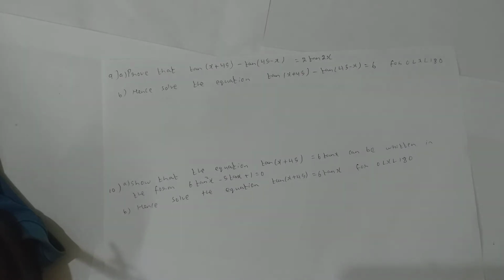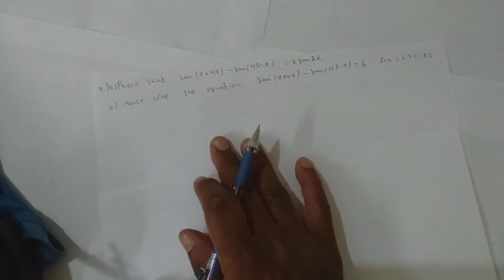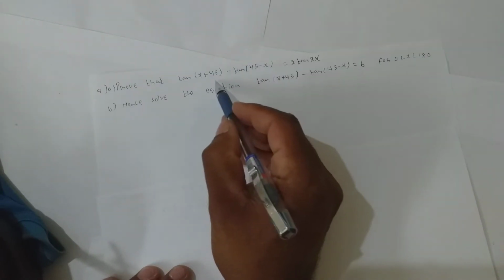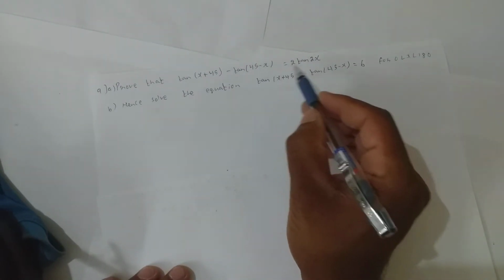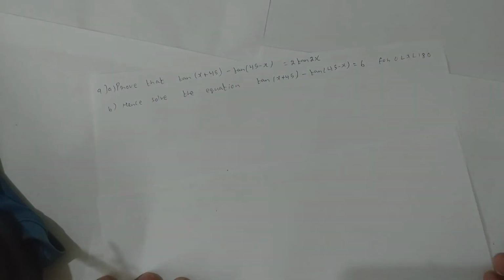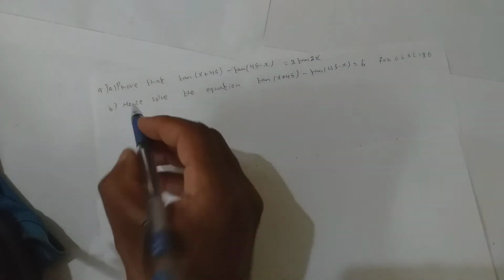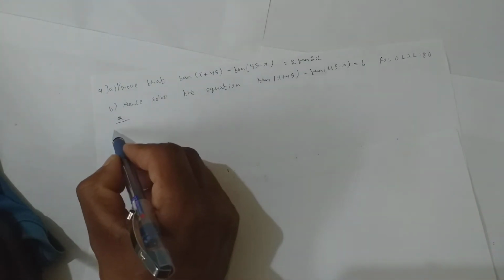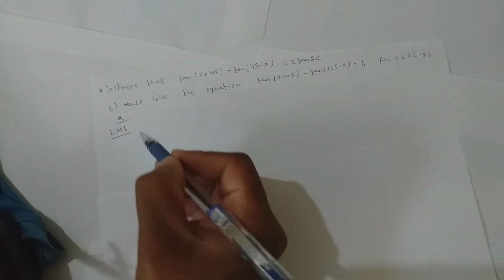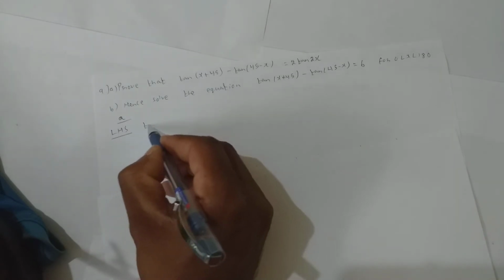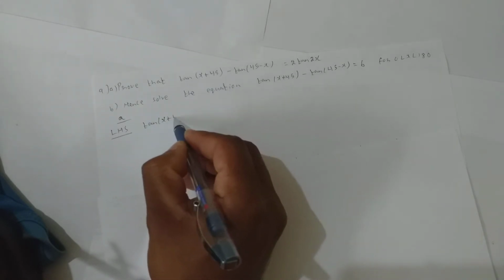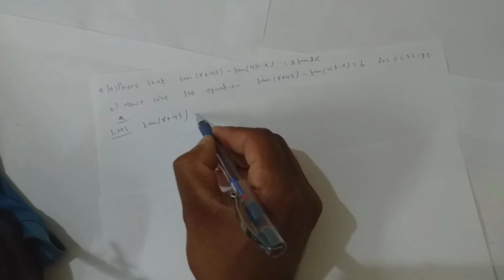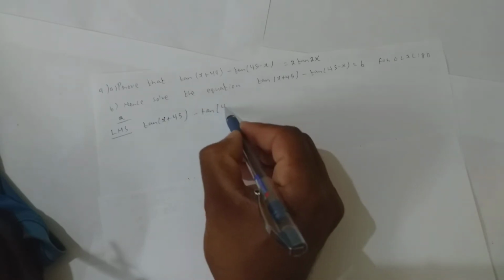Now look at the next sum. It is prove that tan of x plus 45 minus tan of 45 minus x equal to 2 tan 2x, I need to prove. Am I clear? So first a bit. I take left hand side: tan of x plus 45 minus tan of 45 minus x.